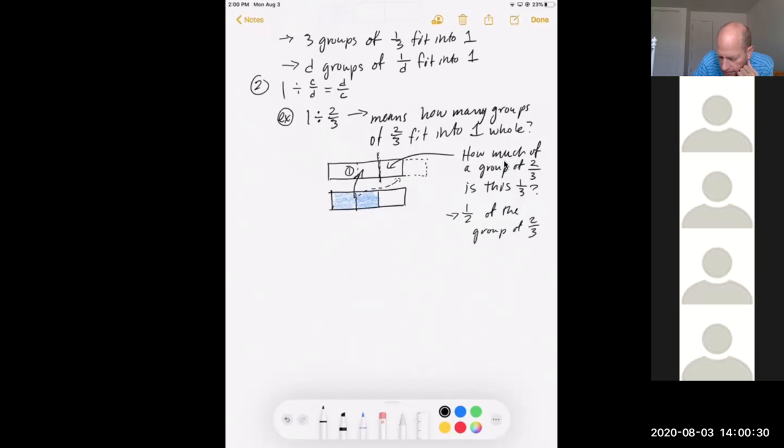Okay, because I have a 2/3 I just tacked on there, but I'm not using all of it for the rest of the whole. I'm only using half of it.